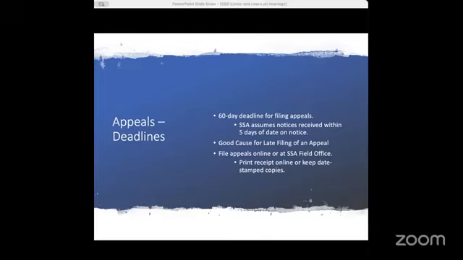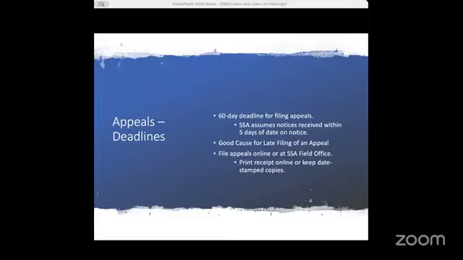So when you're filing an appeal, you can do this a couple different ways. You can appeal on Social Security's website, which is ssa.gov. You want to make sure if you do that, you print out or save the screen that pops up showing the date and time that you submitted your appeal.